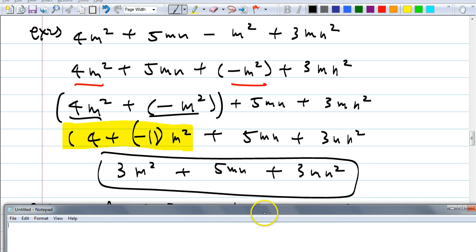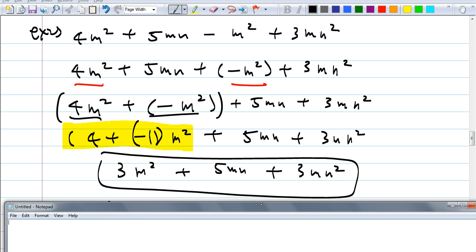And then how many people got the answer? 3m squared plus 5mn plus 3mn squared. Okay, so normally you write the term with the highest exponent first, and in alphabetical order. So m comes before n, therefore I use the 3m squared first. Any question? Yes.